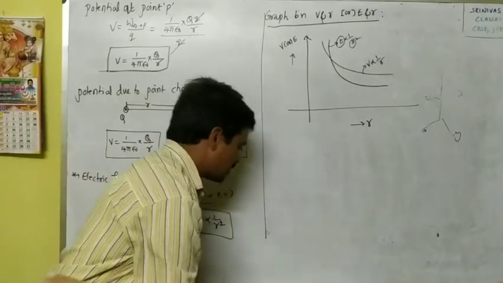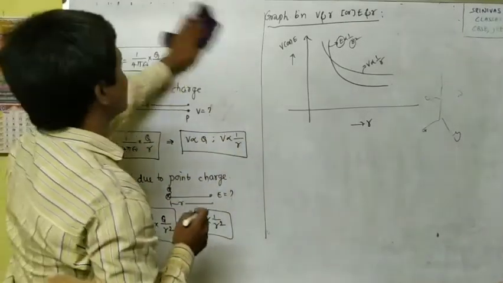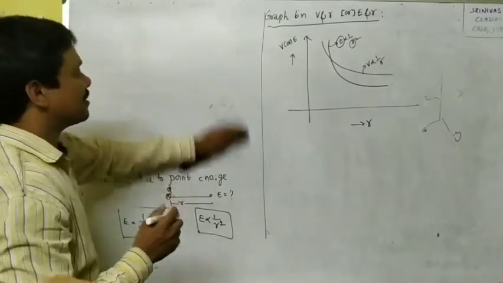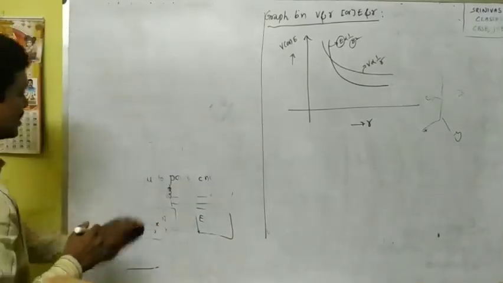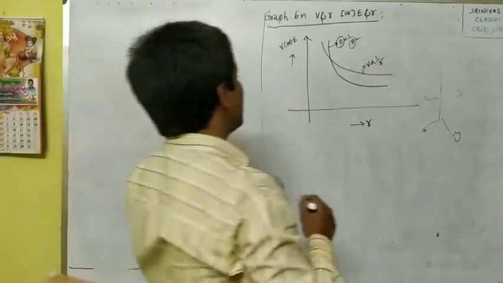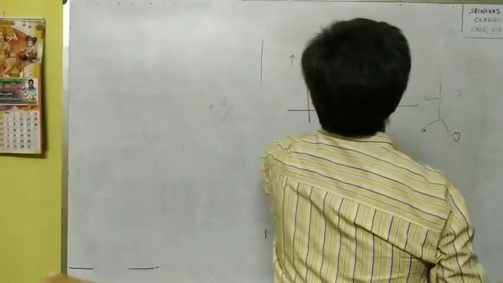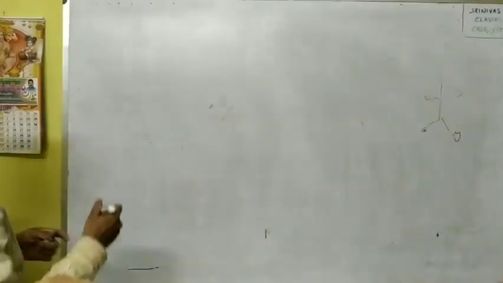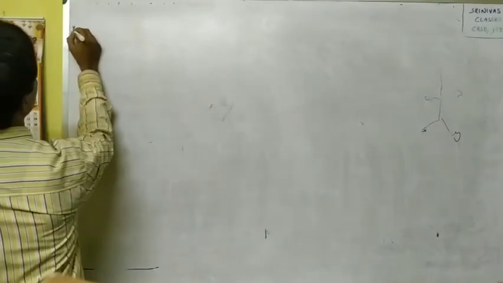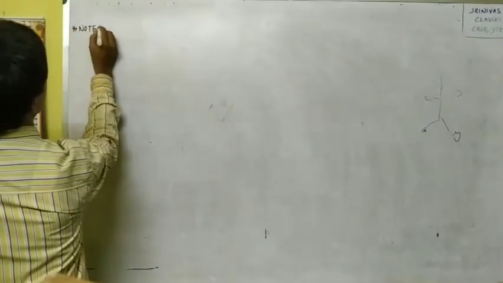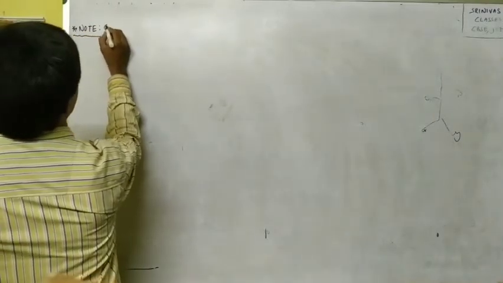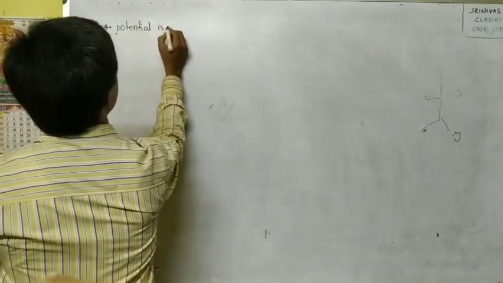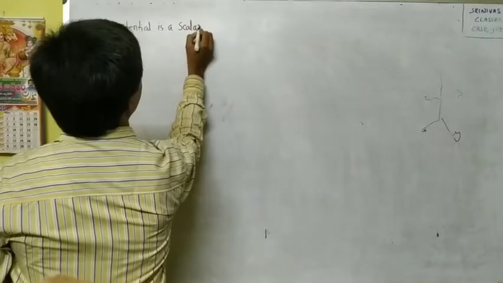Now the next one is potential due to a system of charges. For that we first have to know that potential is a scalar, but electric field is a vector. Electric field is away from positive charge and towards negative charge. But potential, note, first point, potential is a scalar.